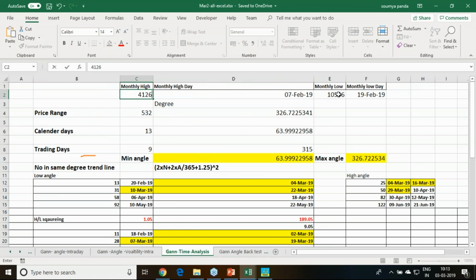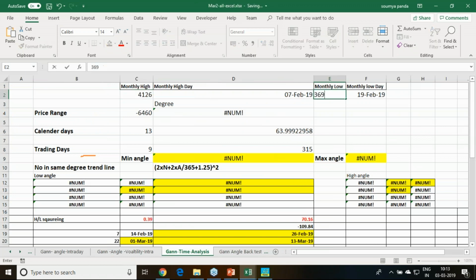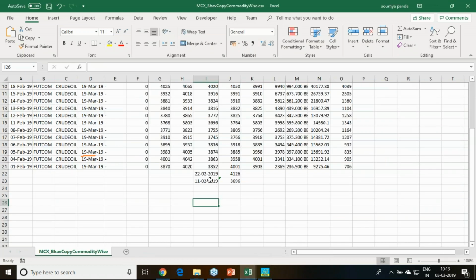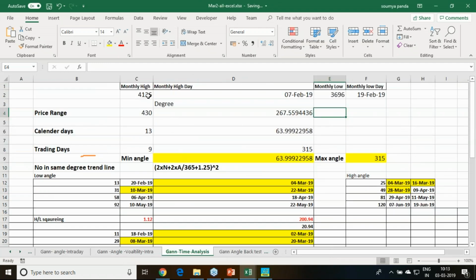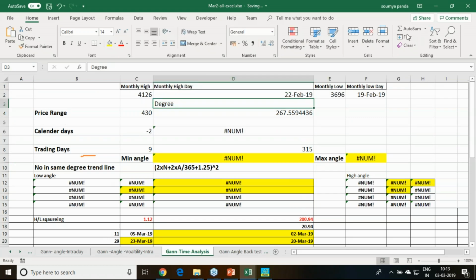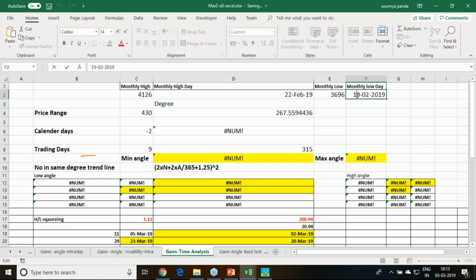Which day it has been formed is important. High formed on 22nd, low formed on 11th of Feb. So the low is formed on 11th of Feb.